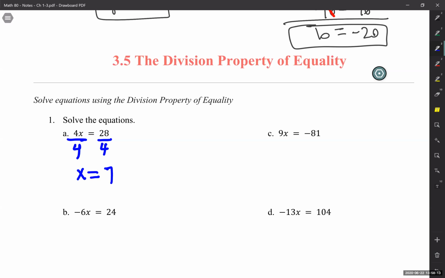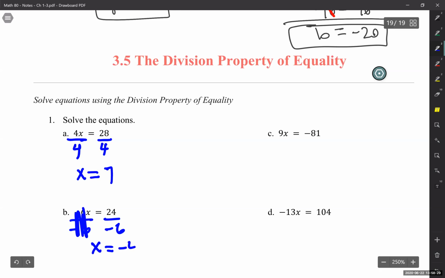So here, since I have x being multiplied by negative 6, I'm going to divide by negative 6. That gives me 1. This whole side, it all goes away except for the x. The other side, 24 divided by negative 6, because there's 1 negative sign, we are going to have negative 4 as our answer.